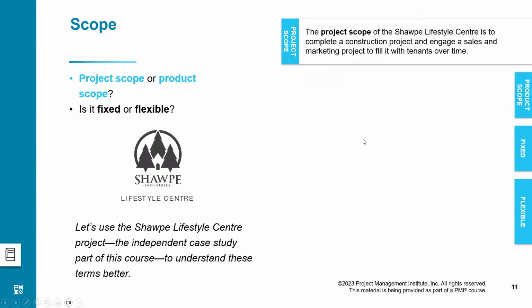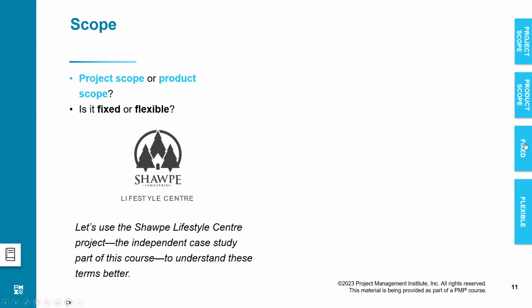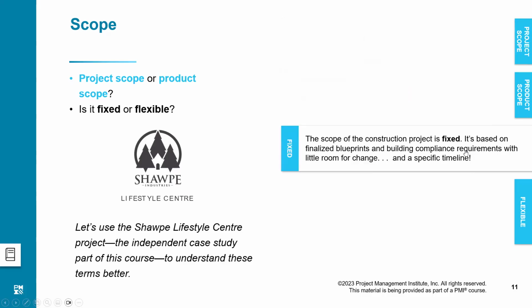Okay. Then we have got fixed scope. The scope of the construction project is fixed. In the Shoppe Lifestyle Center, in our case study, the scope of the construction project is fixed. I mean, that phase of the project is completely predictive in nature.